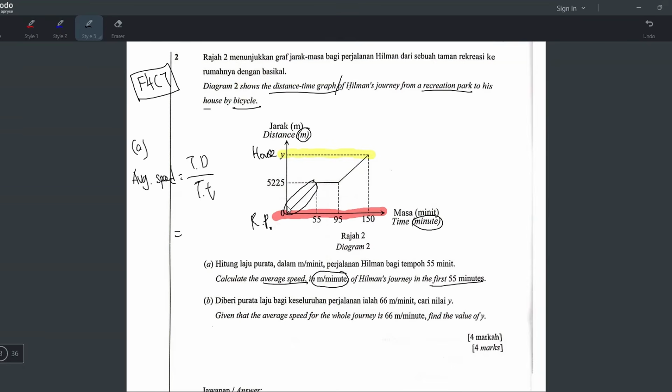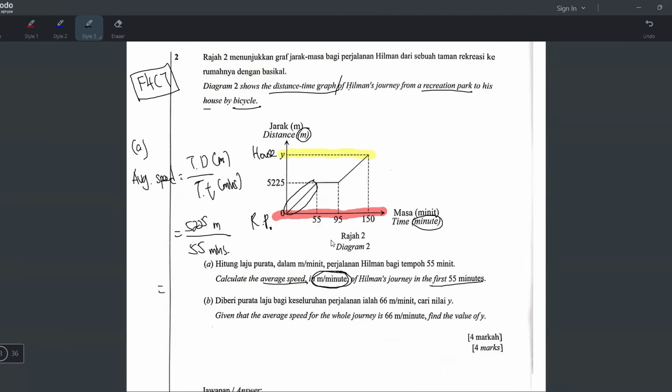So for the first 55 minutes, what is the total distance? 5225. And make sure the unit is in meters, because we want our answer to come out in meter per minute. So definitely the total distance must be in meter. This must be in minutes if you want the unit to come out like that, right? Okay, now for the time taken, it will be 55, but it's in minutes already, so you don't have to do anything with the unit.